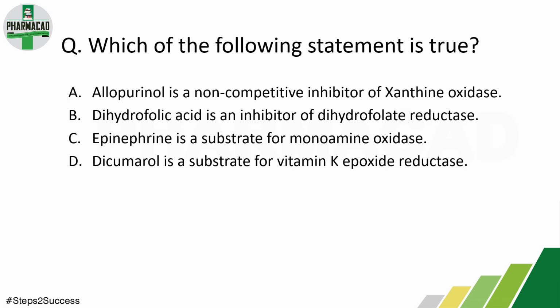Which of the following statements is true? Option A. Allopurinol is a non-competitive inhibitor of xanthine oxidase. Option B. Dihydrofolic acid is an inhibitor of dihydrofolate reductase. Option C. Epinephrine is a substrate for monoamine oxidase. Option D. Dicumarol is a substrate for vitamin K epoxide reductase. So the correct statement is: epinephrine is a substrate for monoamine oxidase.